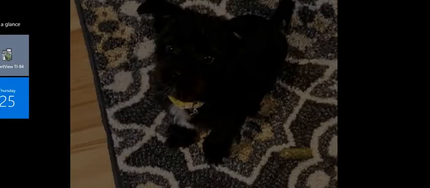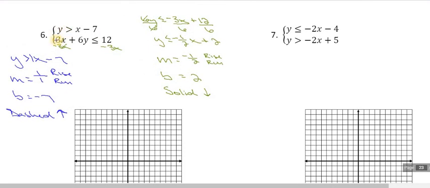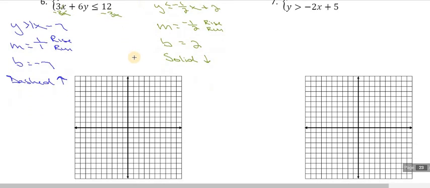So I would like you to finish number 6 and identify two ordered pairs that are solutions to our system and two ordered pairs that are not solutions to the system. You're set up for your first linear inequality, the blue one. You're set up with your second. You need to identify your solution region where we have both shading overlapping. And then pick two ordered pairs that are solutions and two that are not.